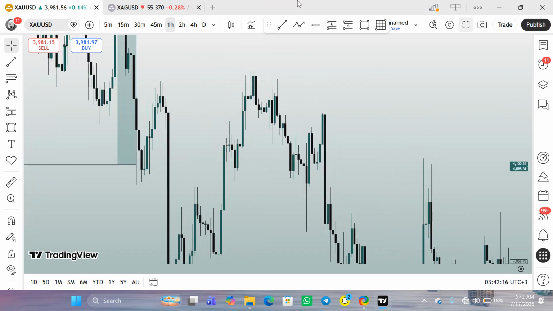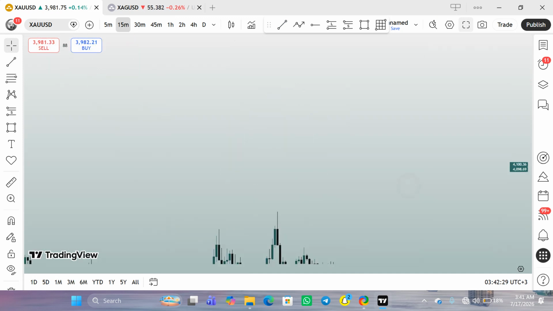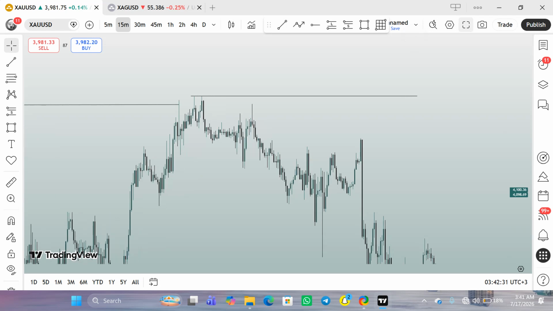After liquidity from the left, what do we have here? We have here our liquidity block. Okay, so from our liquidity block, now we can go lower.